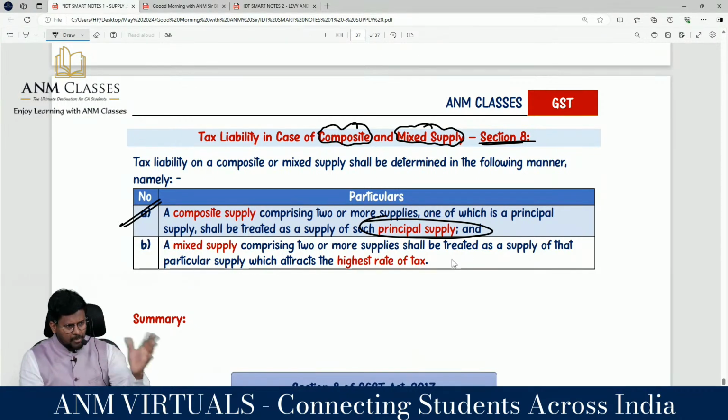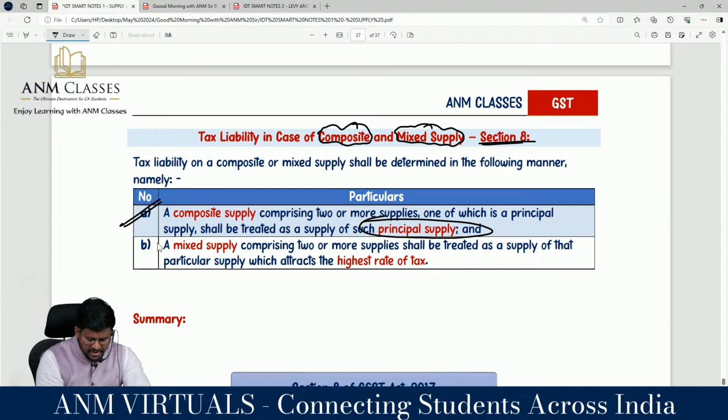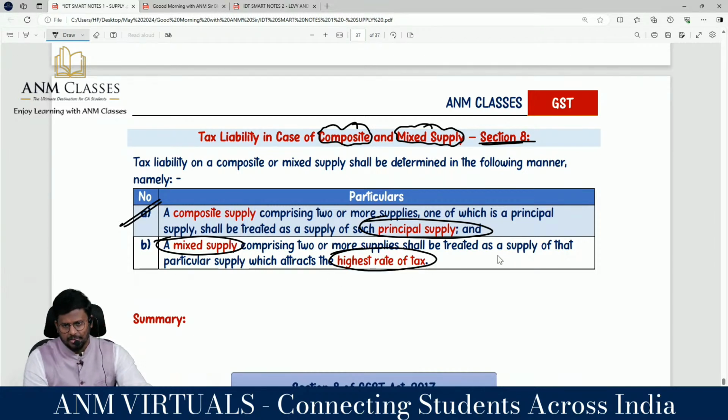Ancillary supply or principal supply, to which is it applicable? A mixed supply comprising two or more supplies shall be treated as a supply of that particular supply which attracts the highest rate of tax.